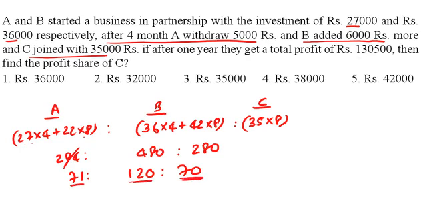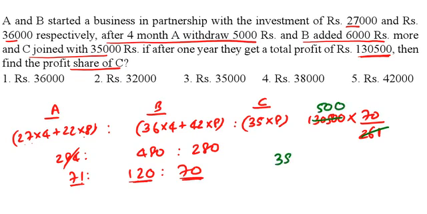Now total profit is 130500. We need to calculate C's share. So into 70 by total 71 plus 120 plus 70. 71 plus 70, 141, 261. So do this calculation, 261 5s. It is 500 into 70, that is 35,000. So we are going to get the answer as 35,000.